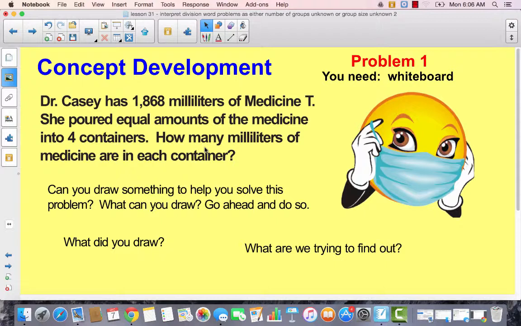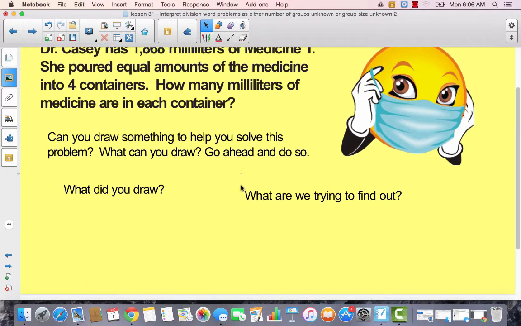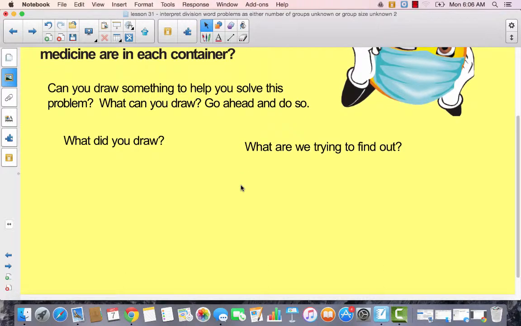As we start, we're going to use that RDWW process, and we're going to start with read. Dr. Casey has 1,868 milliliters of medicine. She poured equal amounts of medicine into 4 containers. How many milliliters of medicine are in each container? So let's think to ourselves, can we draw something? If there's something that you can draw, I want you to go ahead and draw it in your journal. And then I want you to press play when you're finished.